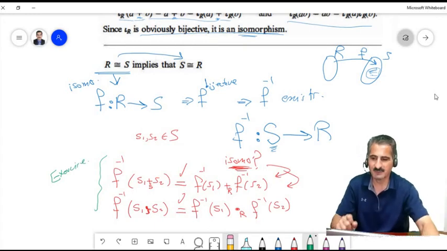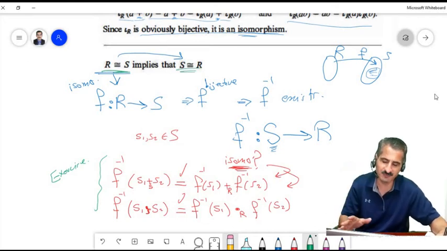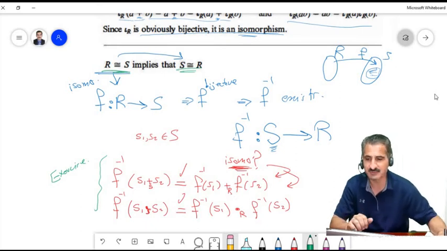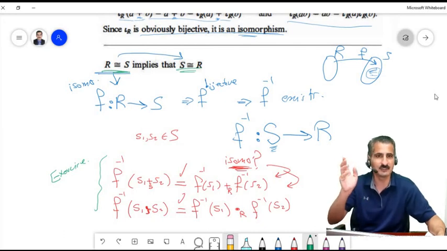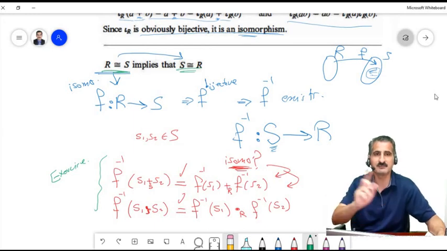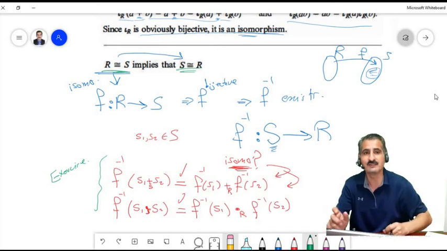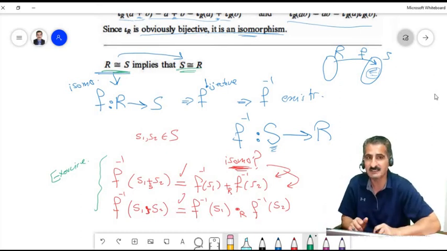Okay, so now we go back. R is isomorphic to S, and S is isomorphic to R. If R is isomorphic to S, then S is isomorphic to R. This is a symmetric relation. It is also transitive. If R is isomorphic to S, and S is isomorphic to H, some other ring, then R is isomorphic to H, and the isomorphism is the composition of the two isomorphisms, the first one between R and S, and the second one between S and H.